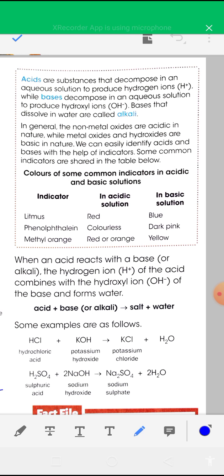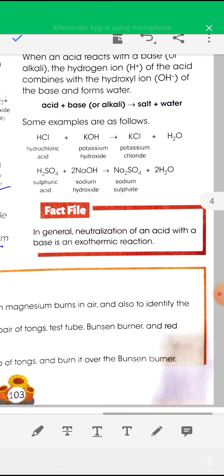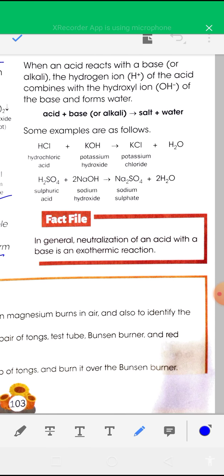So what are acids? Acids are substances that can produce H plus ions, hydrogen ions, in solution. And bases are substances that can produce hydroxyl ions, OH minus ions, in solution. Water soluble bases are also called alkalis. Now see neutralization reaction, general representation: acid plus base or alkali gives salt and water.